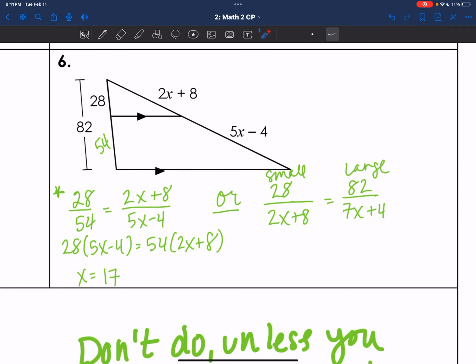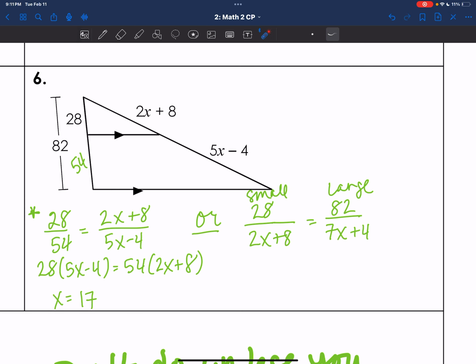And then for number 6, I did this example also. There are 2 ways to do it. I think you guys will probably prefer the first way, but I am showing you different ways. The only trick here is they gave you the whole side of 82. You had to find this. So you would just go 82 minus 28, and that's where you get 54. Once you've got that, you can do small side to longer side.